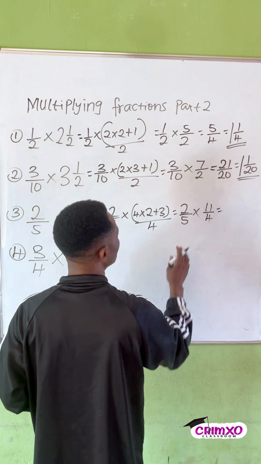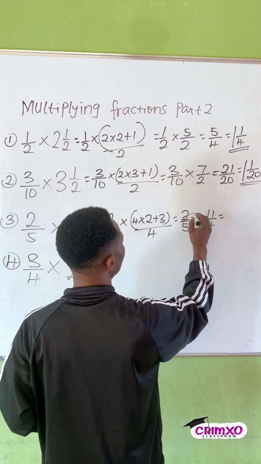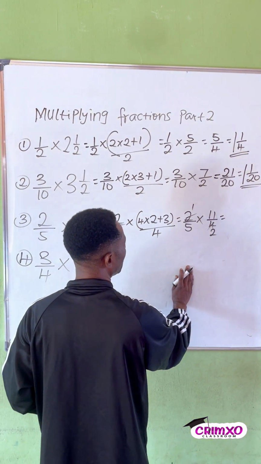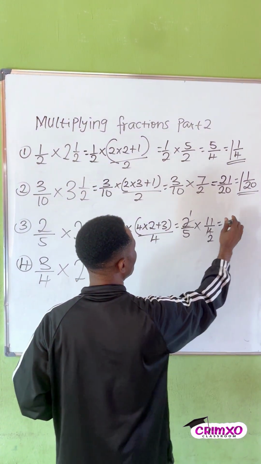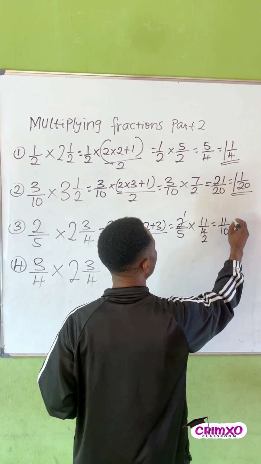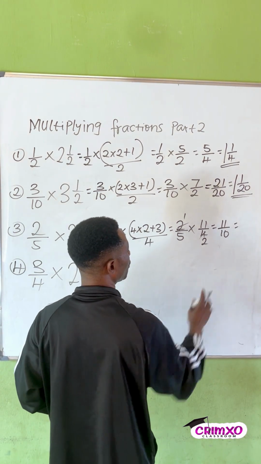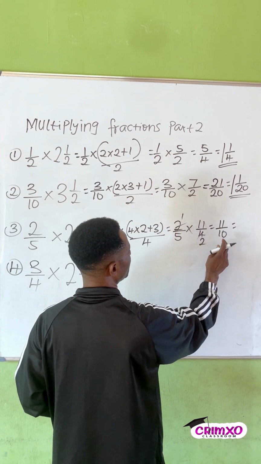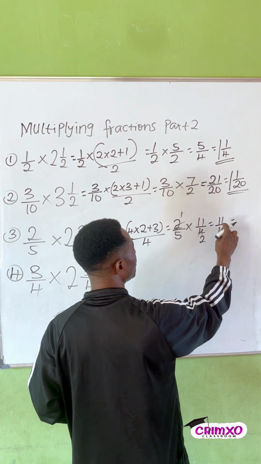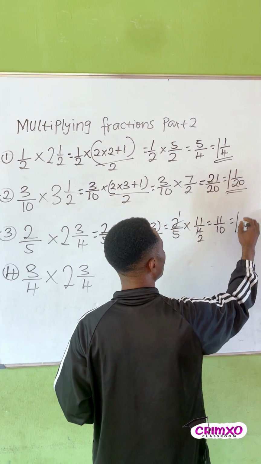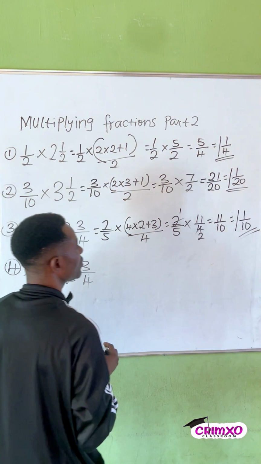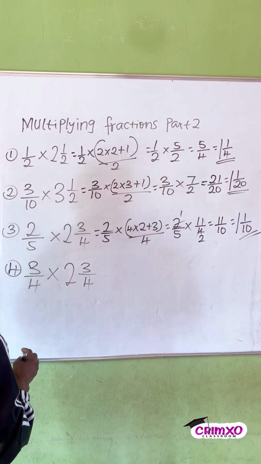So we now have this and this can go. 2 divided by 2 is 1. 2 divided by 4 is 2. Nothing can go again. We multiply out. So 1 times 11 is 11 over 5 times 2, 10. So we change to a mixed fraction because the numerator is bigger than the denominator. 10 divided into 11 will give us 1 remainder 1 all over 10. So that is the answer for number 3.